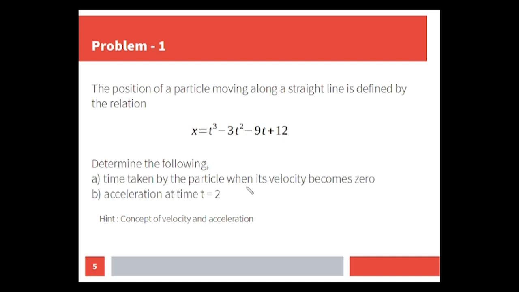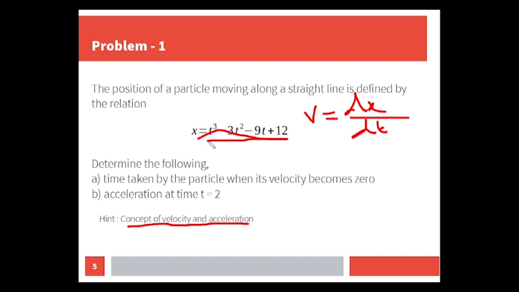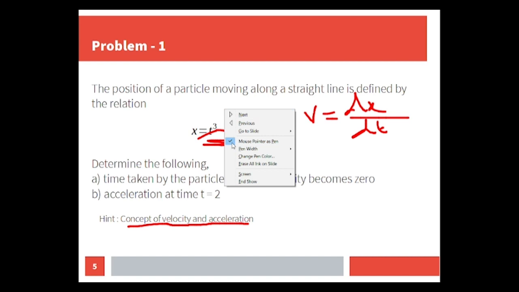So, the time taken by the particle when the velocity becomes 0, and the acceleration at time t. The hint is the concept of velocity and acceleration. We already discussed the concept of velocity. Velocity is the derivative of the displacement, dx by dt, with respect to time, or the rate of change of displacement. So you can just take the derivative of this equation, t cube minus 3t square is k.